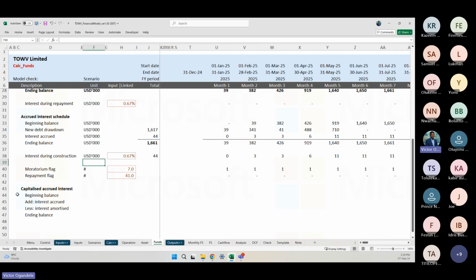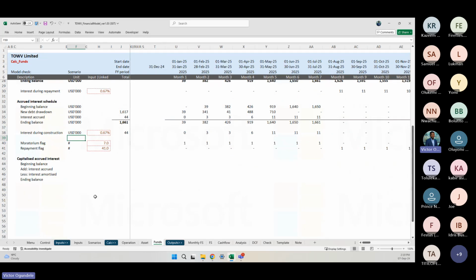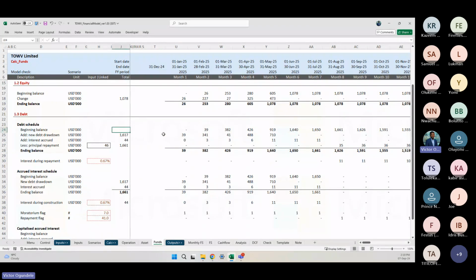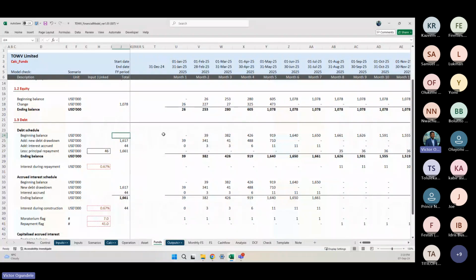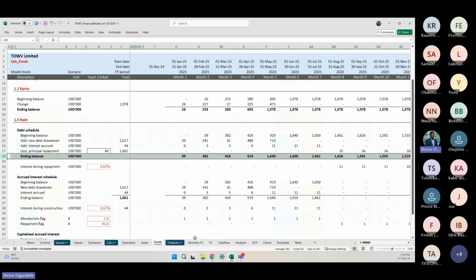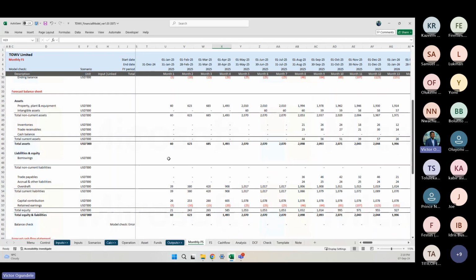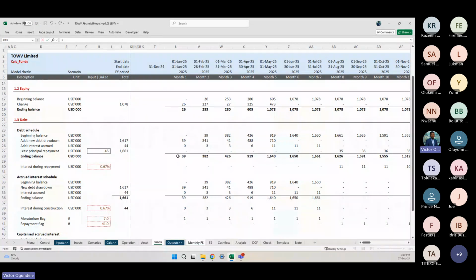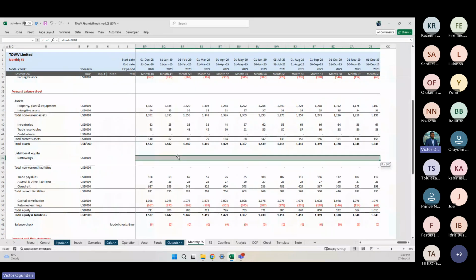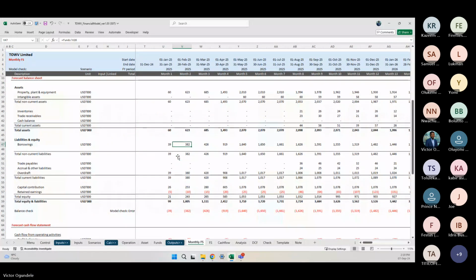So we need to capitalize that interest. But before we do that, let's link our debt schedule first to the financial statement, so that you will see that the balance that we'll be having will be that accrued interest. So first, my ending balance of my debts, I'm going to link that straight to my balance sheet, to my borrowing for each month.